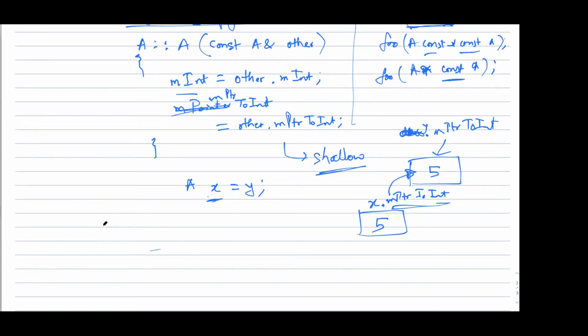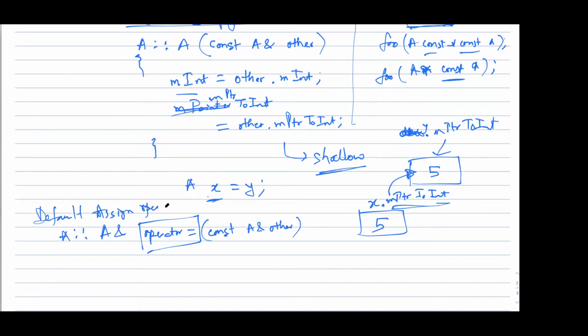And the assignment operator will be the ampersand operator equal to. In C++, this is a function. Operator equal to is a function where you say const A ampersand other. Okay, so this is the default assignment operator. And what would be the content of this?